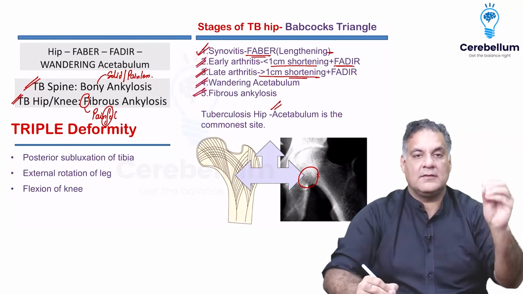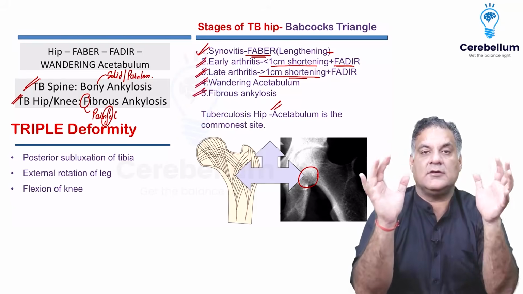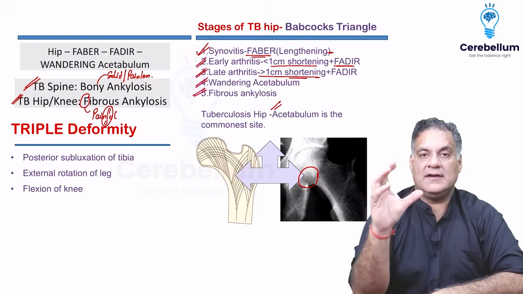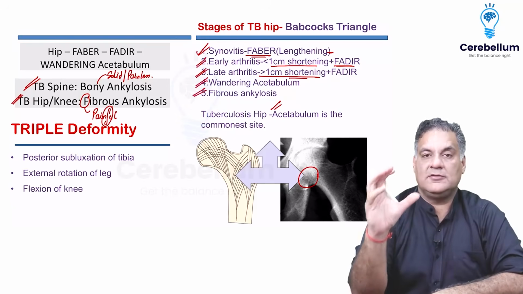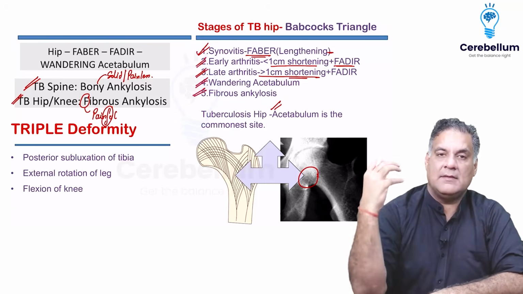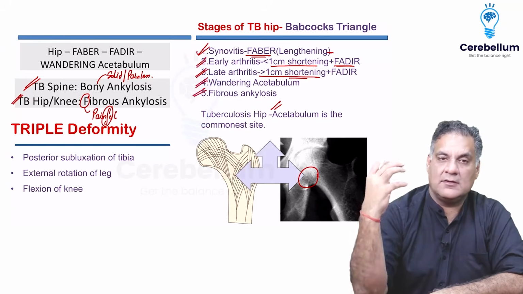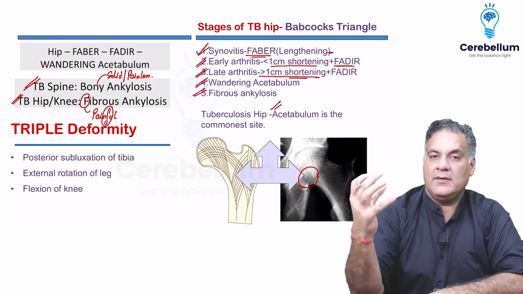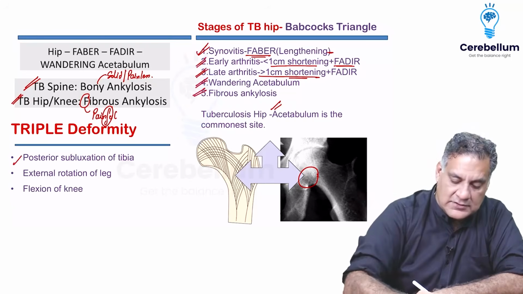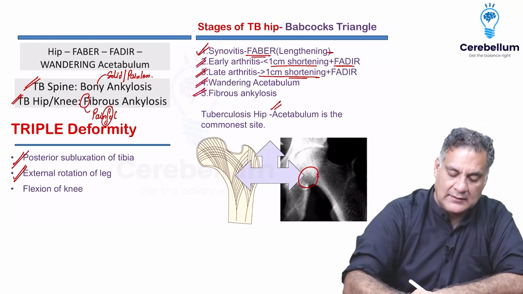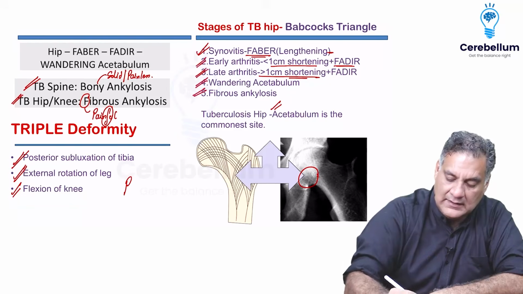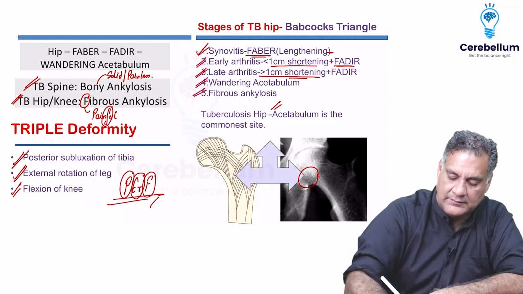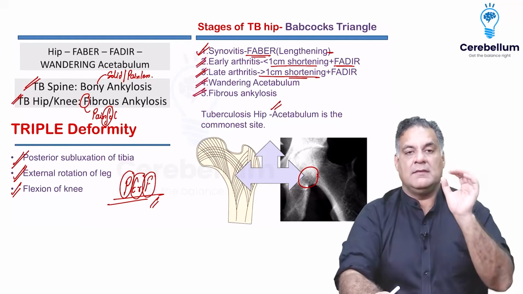That's the order. Also remember, if there is tuberculosis of the knee joint, initially it will cause synovitis and knee flexion. There will be osteopenia, there will be pain, there will be a limp. But as it keeps on destroying, tuberculosis or rheumatoid arthritis will cause a deformity called the triple deformity. There is posterior subluxation of the tibia, external rotation of the leg, and flexion of the knee, remembered by the mnemonic PERF. Posterior subluxation, external rotation, and flexion, PERF.